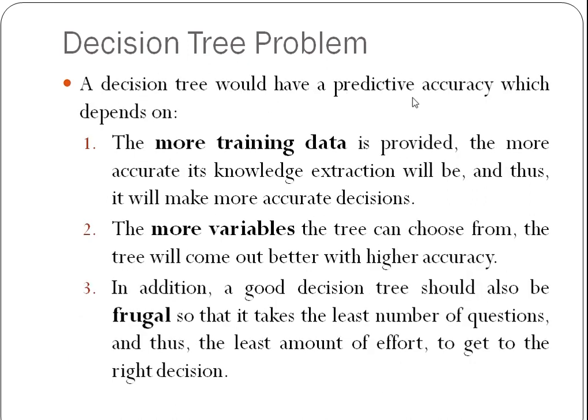A decision tree's predictive accuracy depends on three factors. First, as we already learned, is the training data. The more training data, the more knowledge is extracted, so accuracy is high. Second, more variables, which are also called independent variables, features, predictor variables or attributes. If we have more of those variables, there is better accuracy.